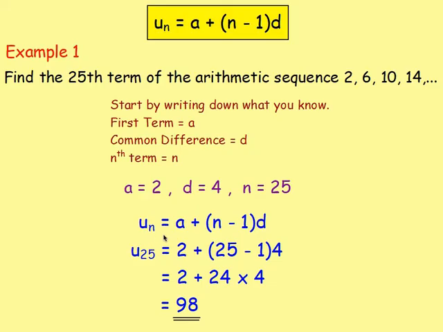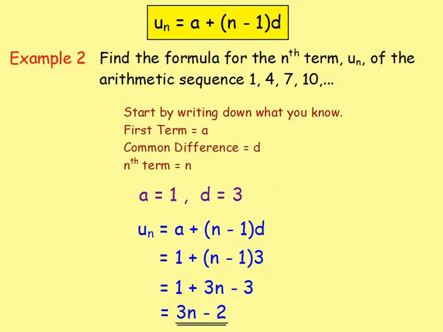So the formula is un equals a plus n minus 1d, but because it's 25th, replace n with 25, so u25 would equal, replace a with 2, replace n with 25, so 25 take away 1, multiply by d, d is 4, and then work that out, and you get 98.